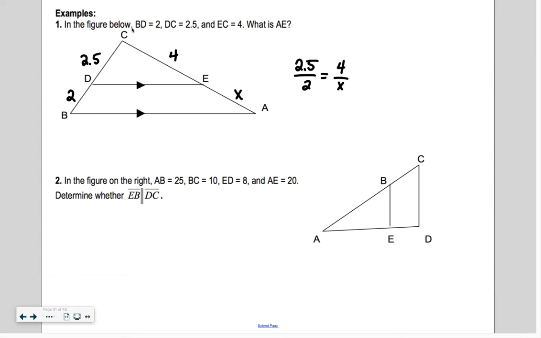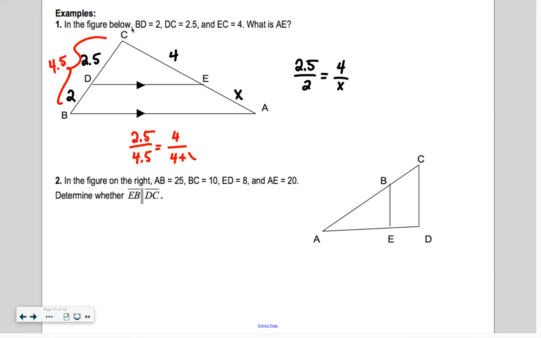Wait, why is it not 4.5? Oh, is it 4.5? I don't know. Did I mess something up? Oh, are you saying because the big triangle? Yeah, so basically this ends up being 4.5, and you could say 2.5 over 4.5 equals 4 over 4 plus x. That's what we've done in the past, right? So we can do that. That would work. And you can cross multiply, and it solves. I mean, you get the same thing for x.